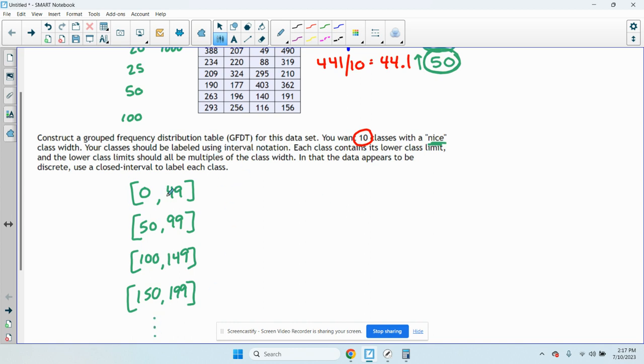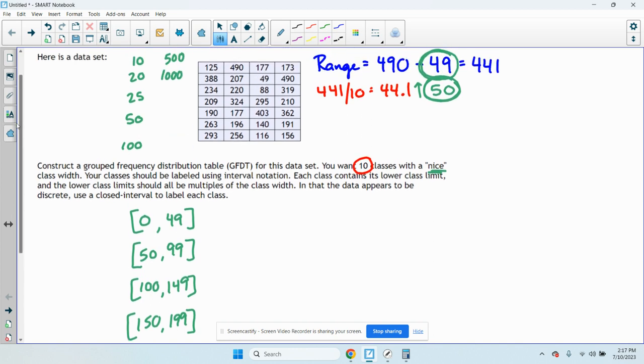And then you have the joy of going through all the data and crossing out how many data values fall between 0 and 49. Well, there's just one. And then you could do that for all of these. Between 50 and 99, there is one as well. And you'll go through all the classes and do them one by one.